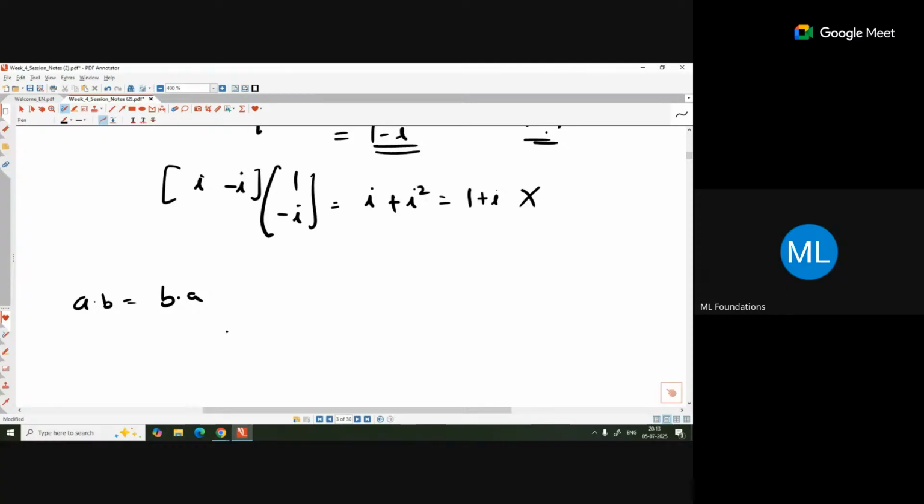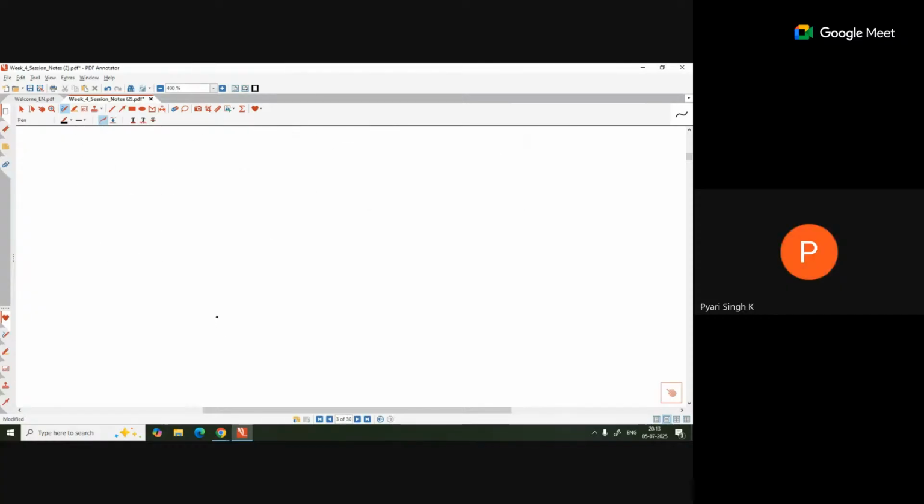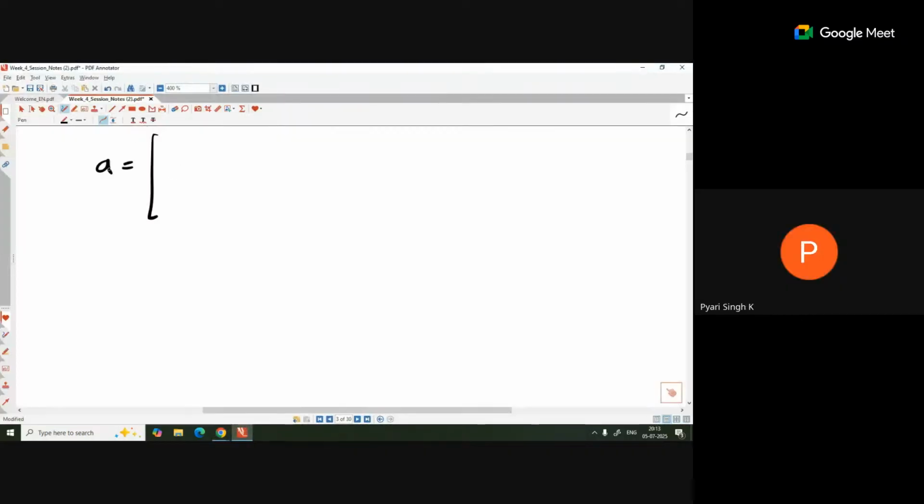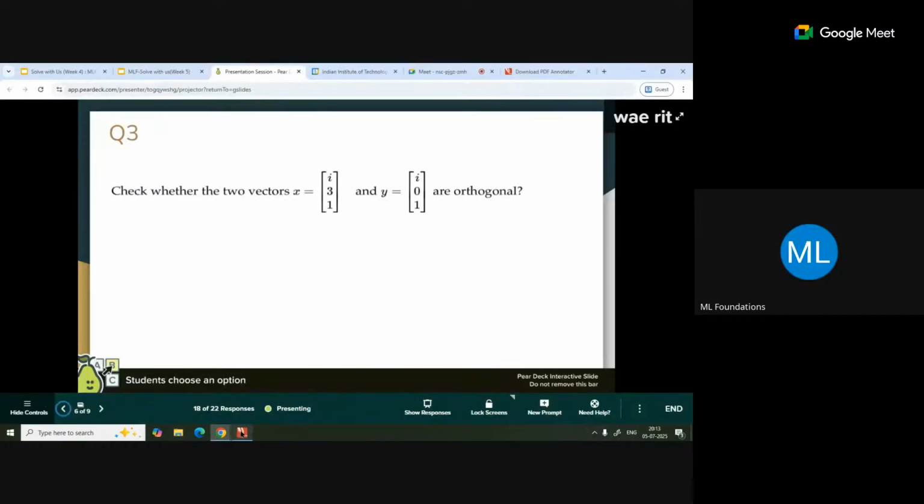Can anyone of you tell me the vectors given here? Sorry, I missed what the result of the earlier one was. No, if you have already solved it, it is fine. I'll tell you the answer. I do not have the answer, I'll have to solve it.